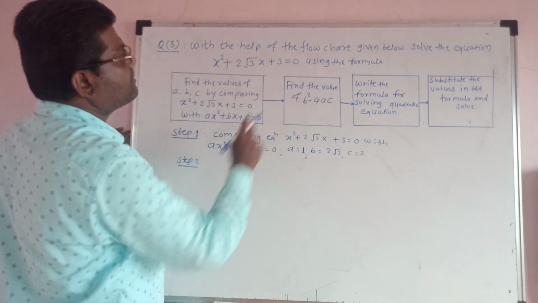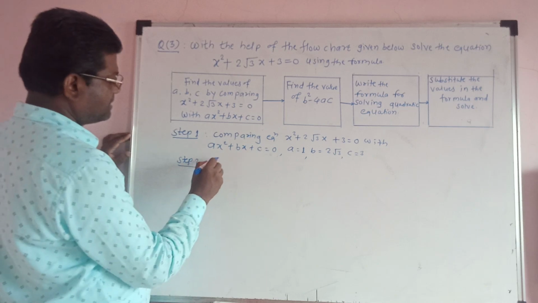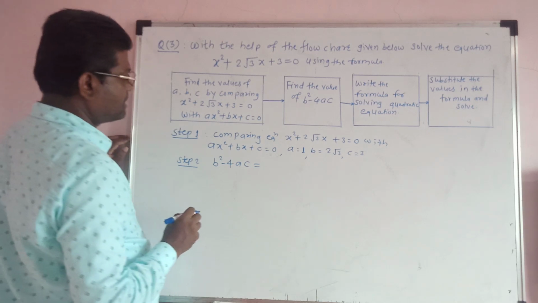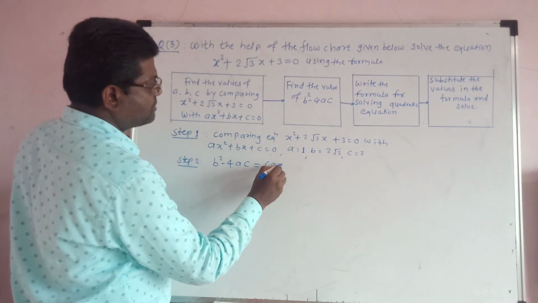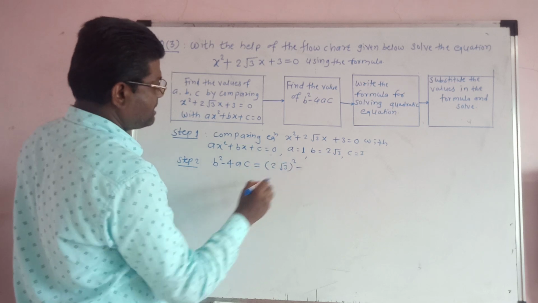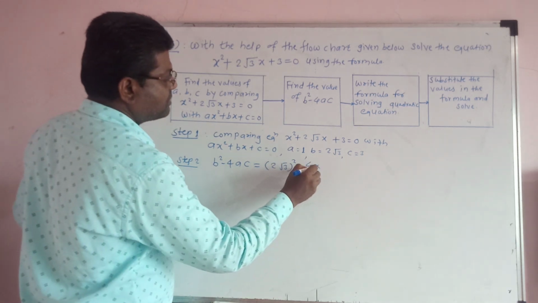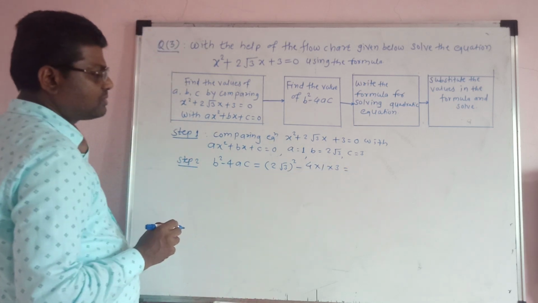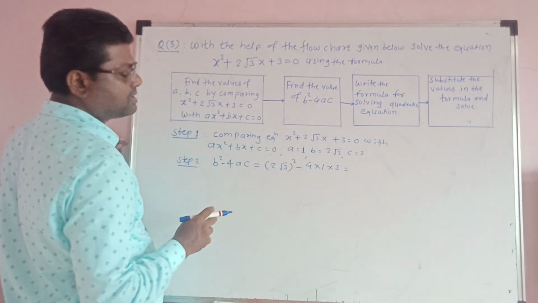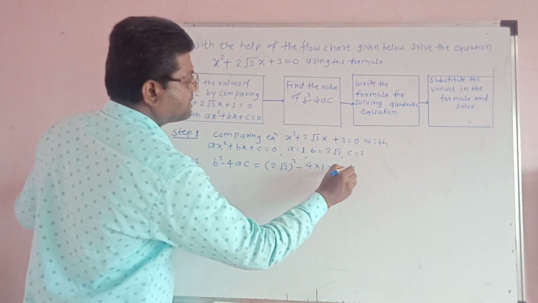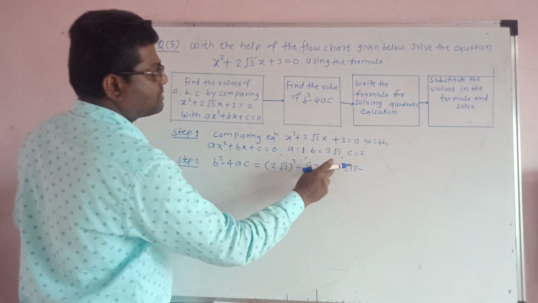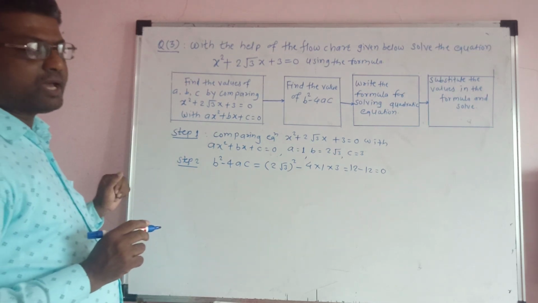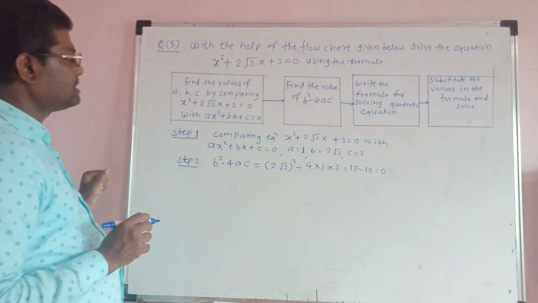Step 2 is to find the value of b square minus 4ac. b square minus 4ac is equal to, b value is 2 root 3 bracket square, minus 4 into 1 into 3, is equal to 2 square is 4, root 3 square is 3, 4 into 3 is 12, minus 4 into 3 is 12, 12 minus 12 is equal to 0. So the value of b square minus 4ac is 0 here.